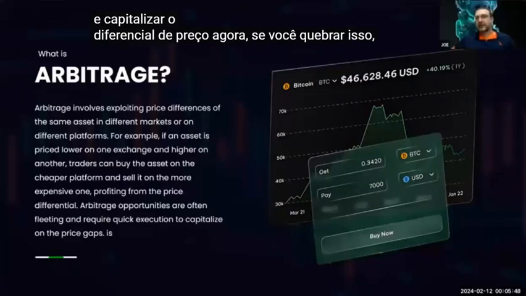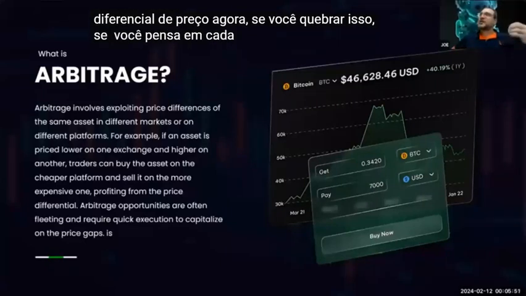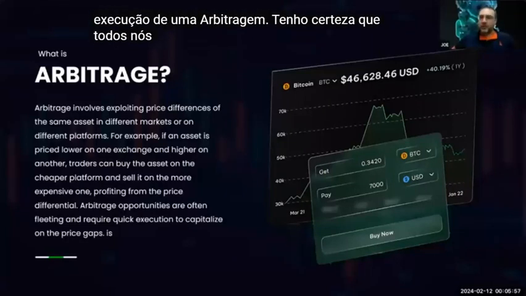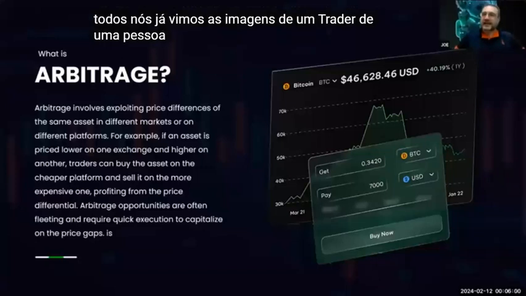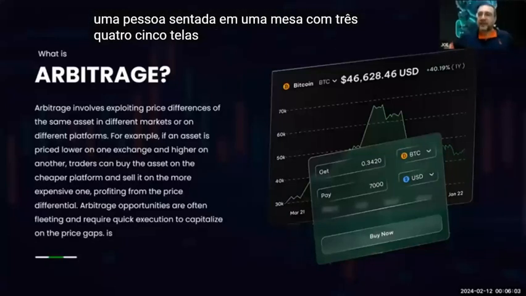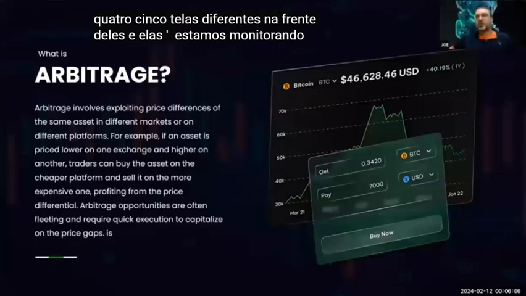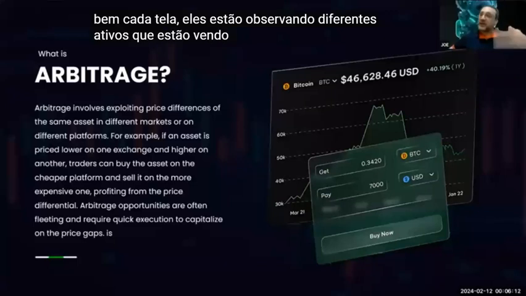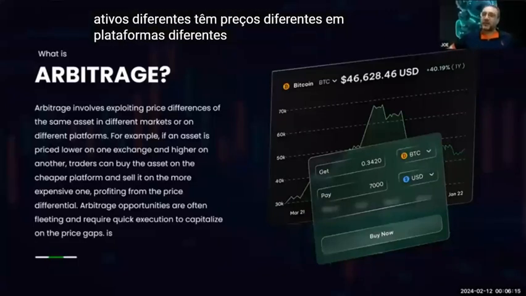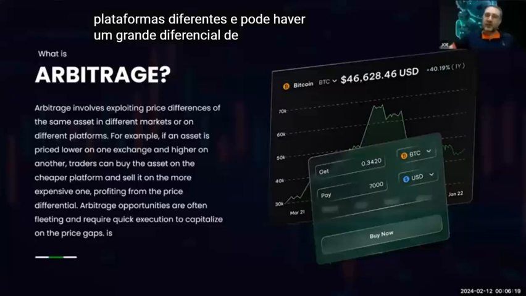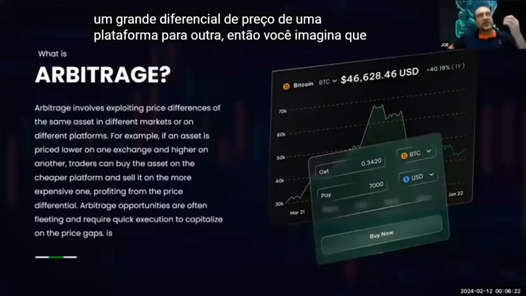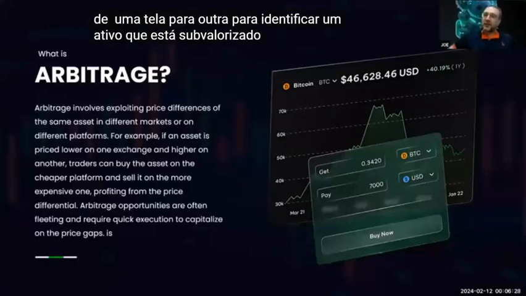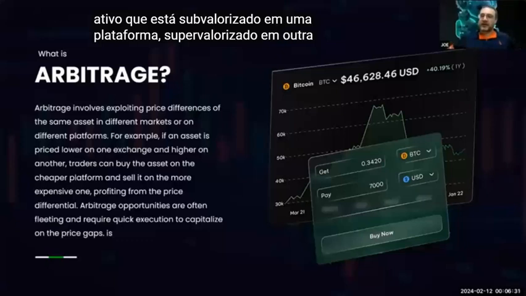Now, if you think about each separate action involved in executing an arbitrage, I'm sure we've all seen the images of a person sitting at a desk with 3, 4, 5 different screens in front of them, monitoring each screen. They're watching different assets, because different assets are priced differently on different platforms, and there can be quite a differential in price from one platform to another. So you imagine this trader has got to sit there watching from one screen to another to spot an asset that is undervalued on one platform, overvalued on another platform.